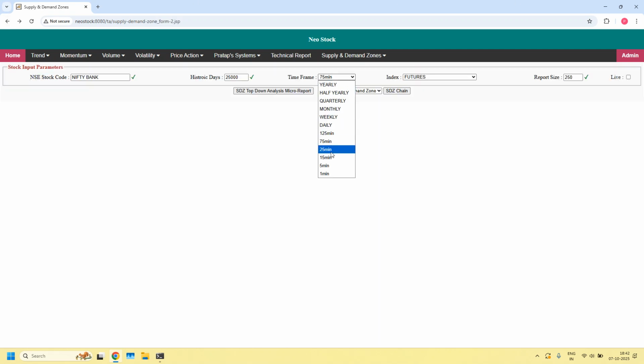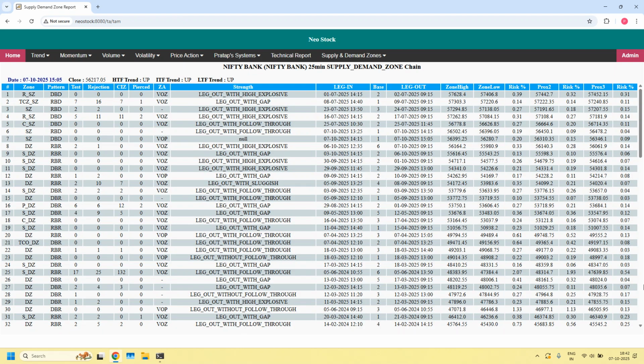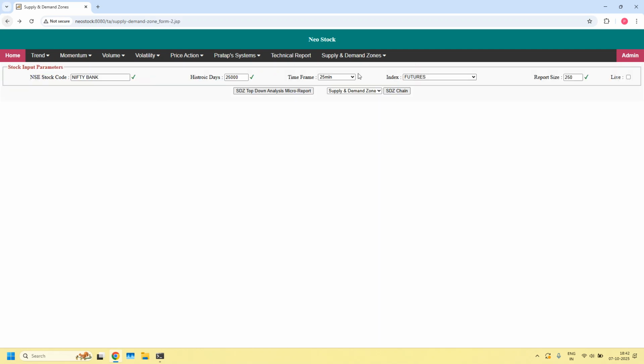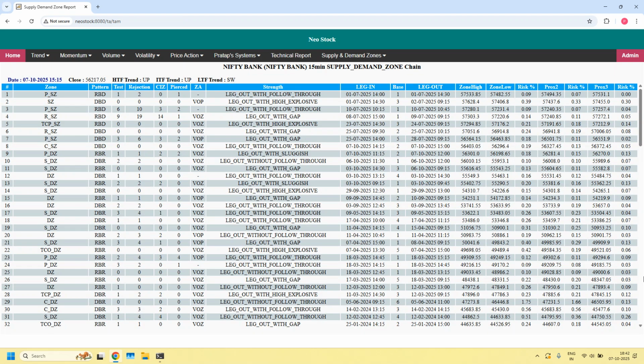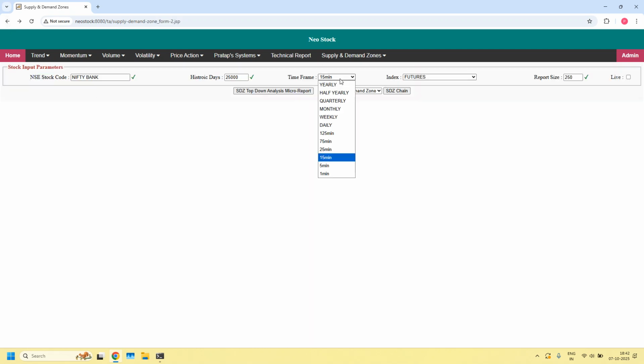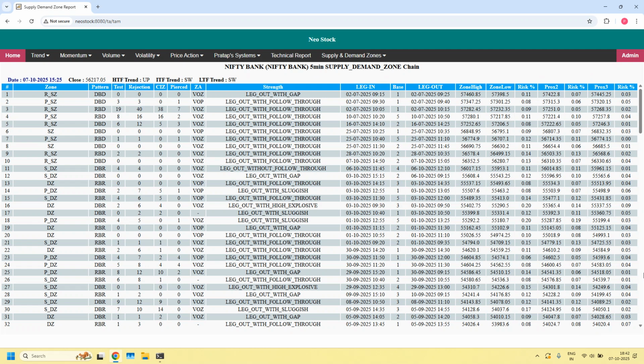Next, generating 25 minutes supply demand zone chain for BANKNIFTY. Next, generating 15 minutes supply demand zone chain for BANKNIFTY. Next, generating 5 minutes supply demand zone chain for BANKNIFTY. So this is BANKNIFTY supply demand zone chain report. We have completed both NIFTY and BANKNIFTY.